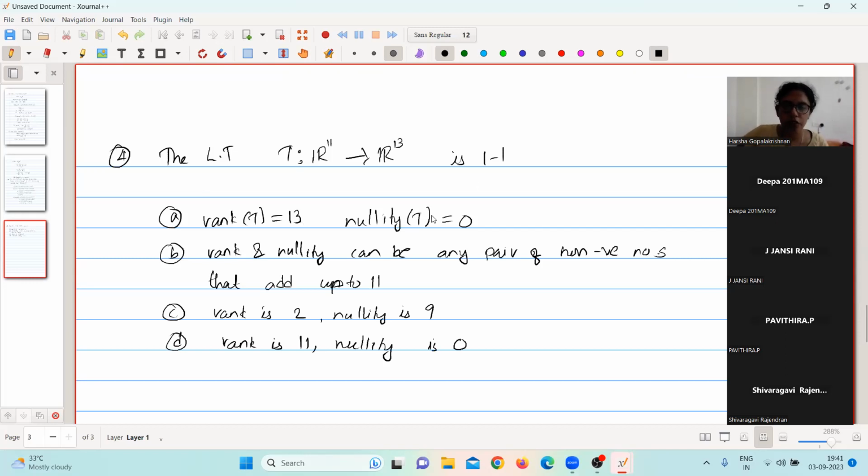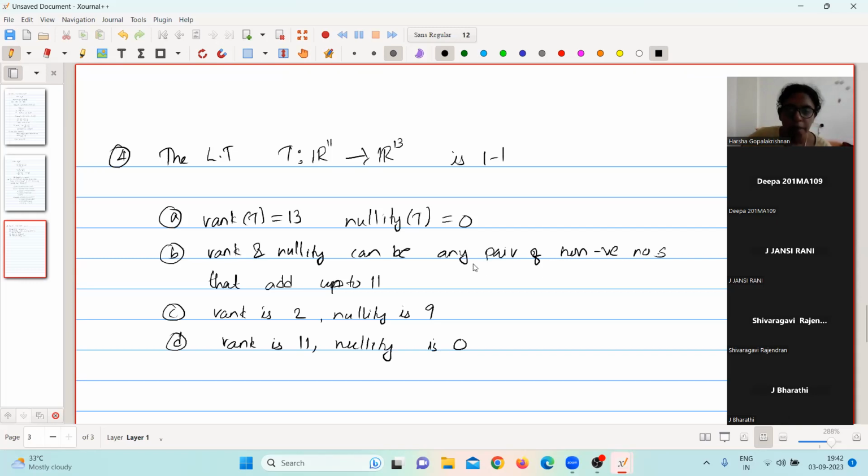So can you say which one is correct answer? The question is T is a linear transformation from R11 to R13 and it is given that T is 1, 1. And these are the options. So what is the answer here? Ma'am, A. Nullity equal to 0. Can you repeat? Answer A, ma'am.